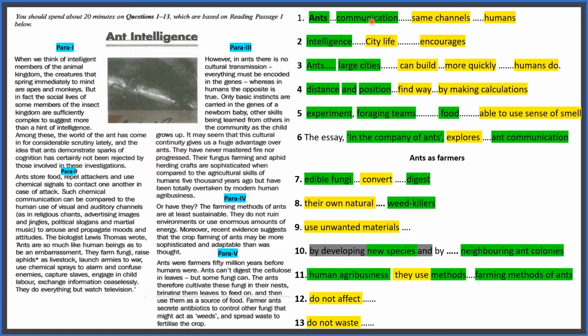Read one more sentence. Such chemical communication can be compared to the human use of visual and auditory channels. So these two sentences say that ants use chemical signals. Humans use visual and auditory channels. Are they same or are they different? Are they similar or are they dissimilar? They are dissimilar. They are not same. Hence, for the question number 1, the answer is false.